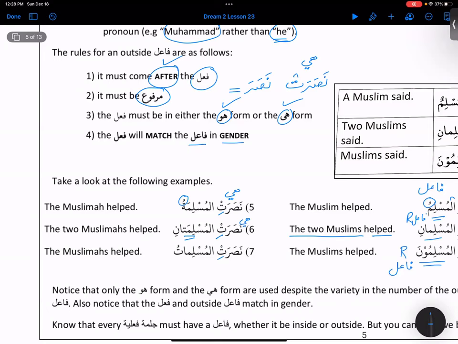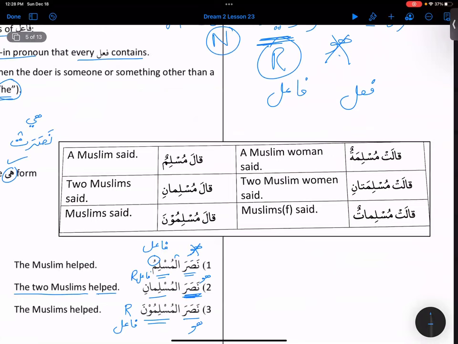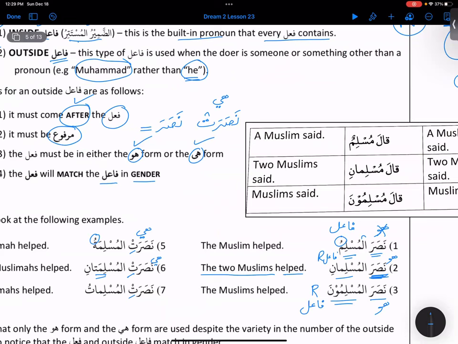Now, I have a question here. It's not telling you who they helped, right? No, the maful is not here. This is only fail and fa'il, and fail and fa'il is a complete jumla failia, without knowing who has been helped. That is extra information. When I say Nasaratil Muslimatu, a Muslim lady helped, this is a complete jumla failia. For a jumla failia, we need only fail plus fa'il. That's it. Two ingredients.